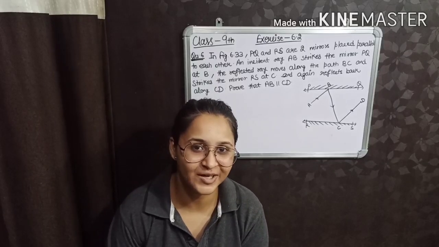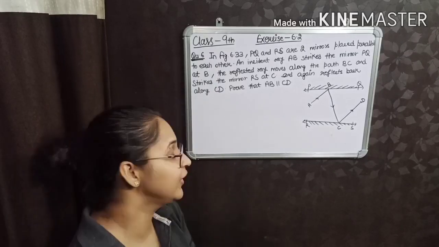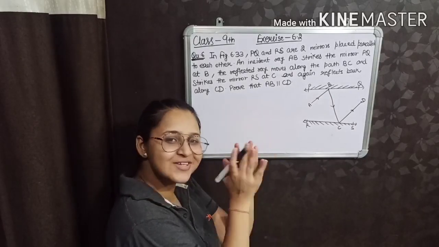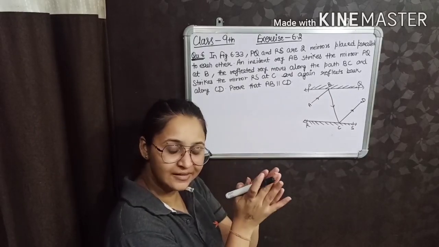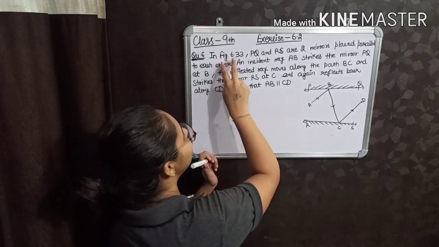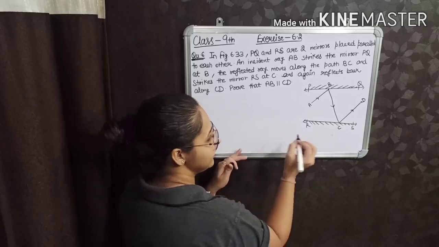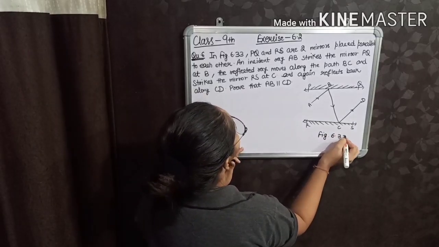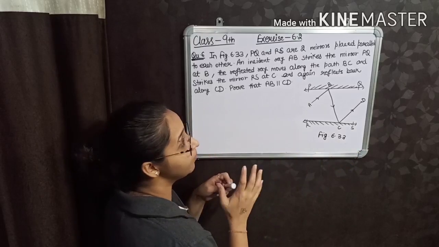Now let's start question 6 of exercise 6.2. It is a very long question, but it is very easy. It is lengthy, but it is very easy. Let's start to solve. In figure 6.33, PQ and RS are two mirrors.